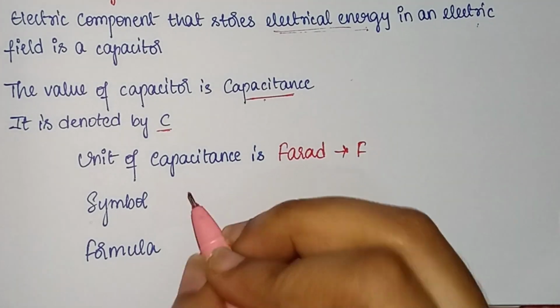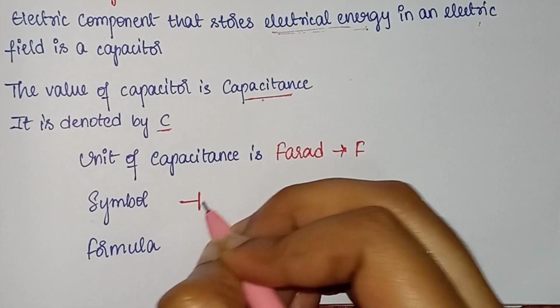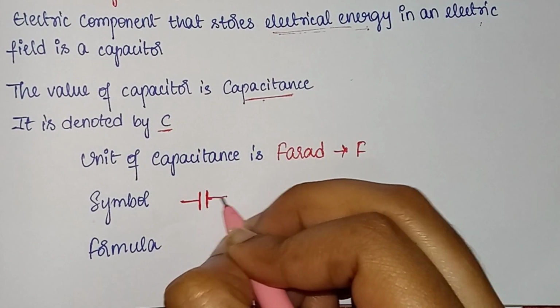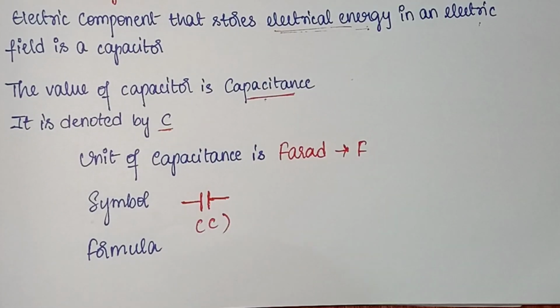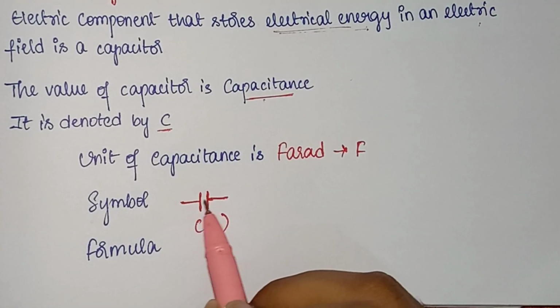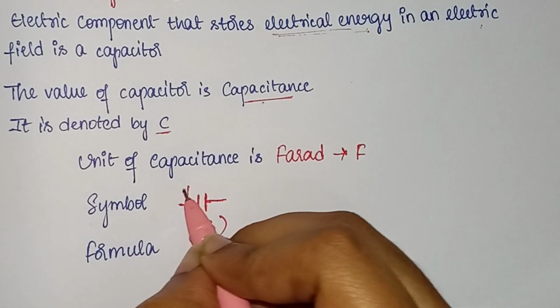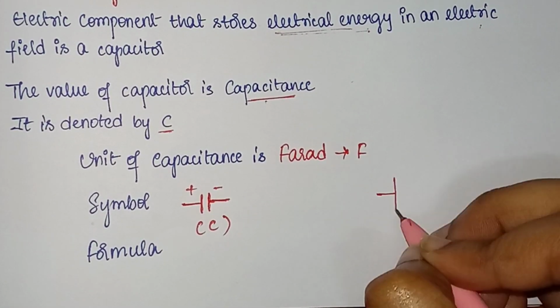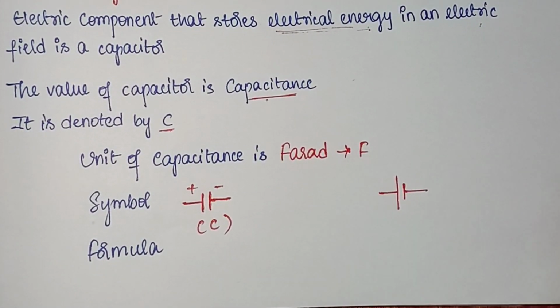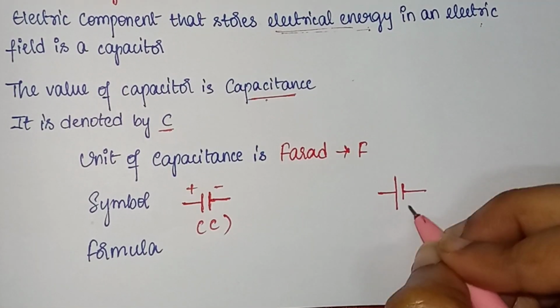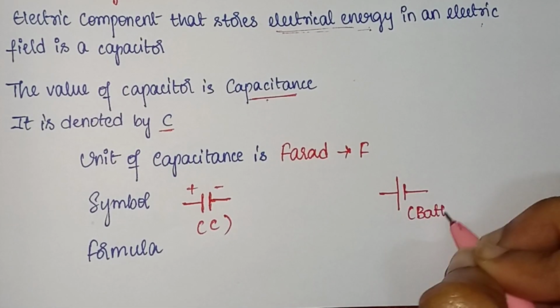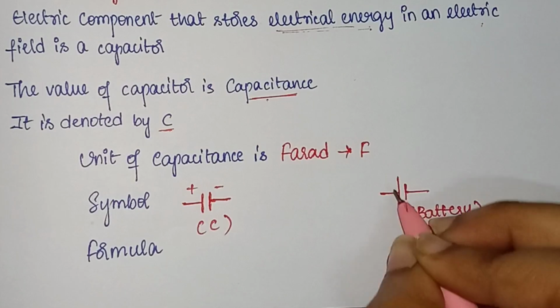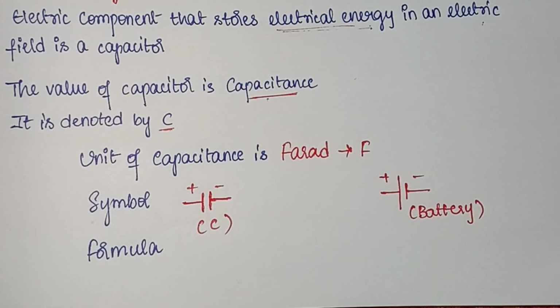And the symbol of capacitance is, this will be my symbol of capacitance. Keep in mind that these two lines will be equal. Don't mistake it with the symbol of battery. A battery symbol has one big line followed by one small line. This is the symbol of a battery, whereas capacitance will have both equal lines.